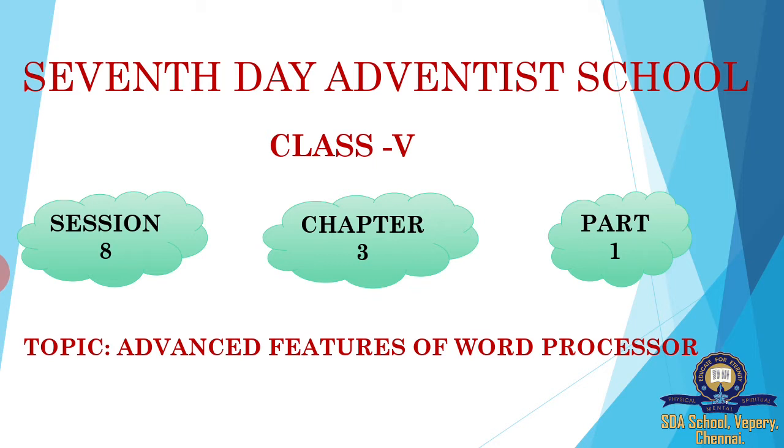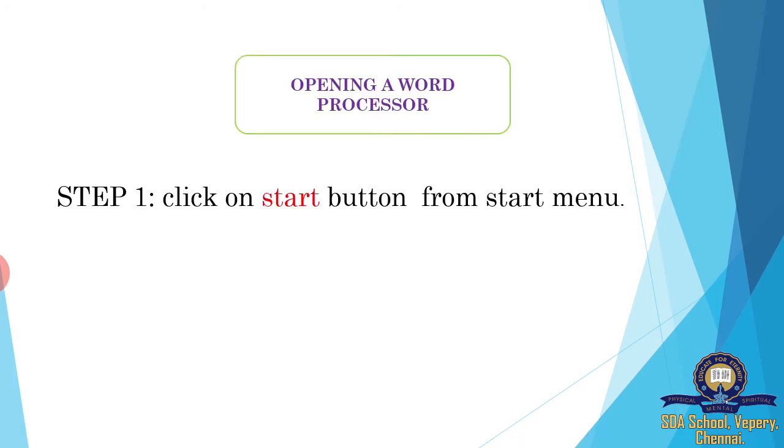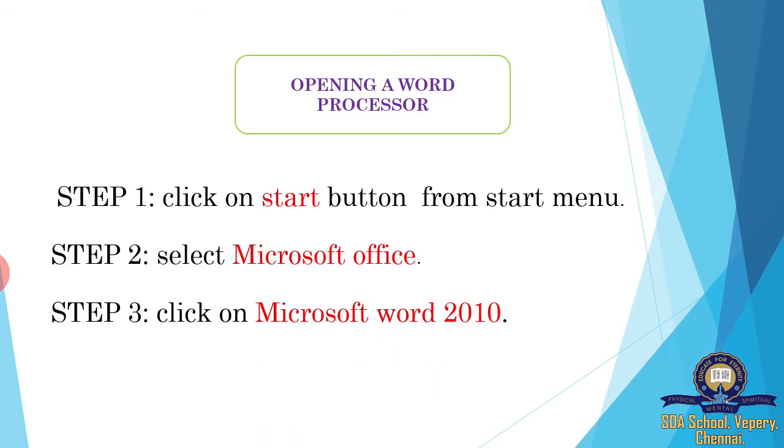Let us know how to open a word processor. First we see it in steps and then we see it in detail. The first step is click on the start button from the start menu. Then select Microsoft Office. Step 3, click on Microsoft Word 2010.